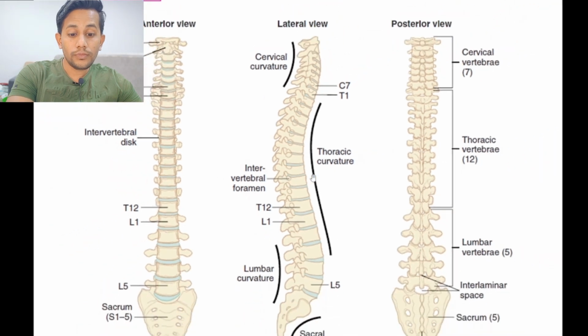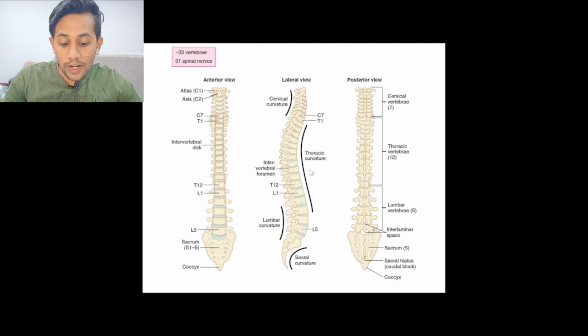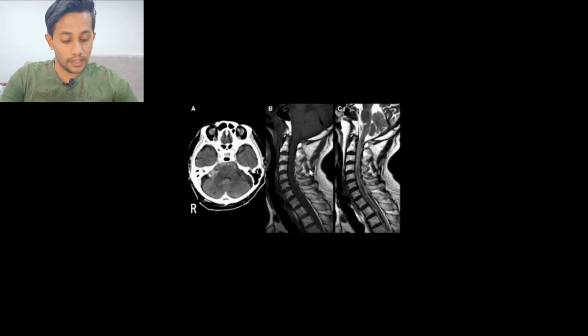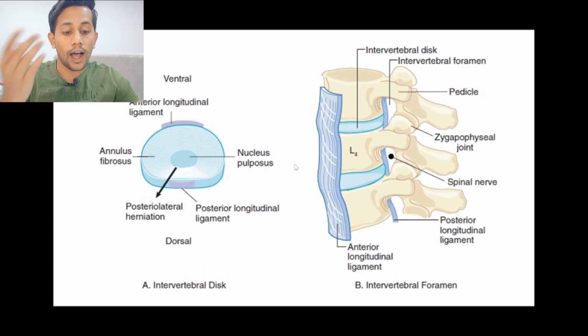So now that we know that the spinal nerve is in the intervertebral foramen, it is safe to assume that that is a place of injury. We have a nerve there, and that's where the nerve will get injured. So let's take a look at that. Why or how can that nerve be injured?